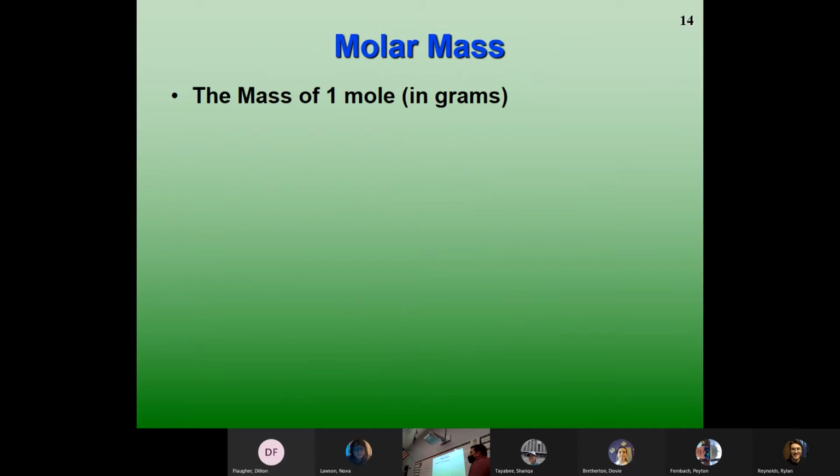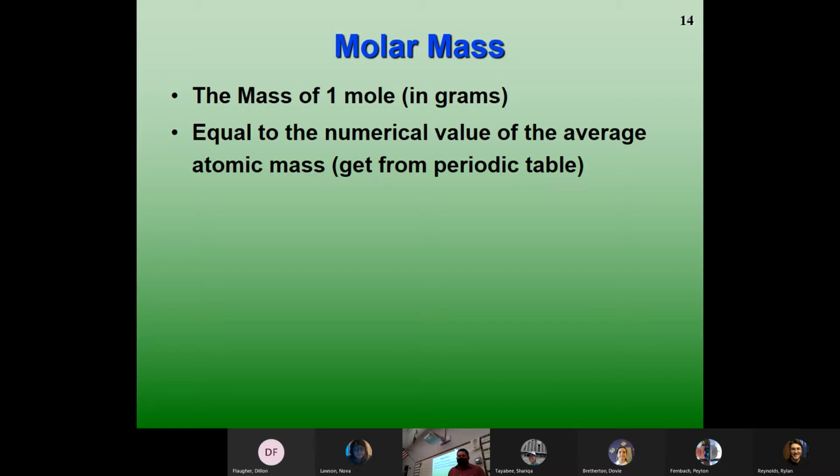So what we're going to focus on today is called molar mass. You guys have seen these numbers up here on the periodic table, and they are the atomic masses. But today we're going to be focused on the molar masses, which are using those numbers up there. So the mass of 1 mole in grams is going to be equal to the numbers you get on the periodic table, the average masses, you get from the table.